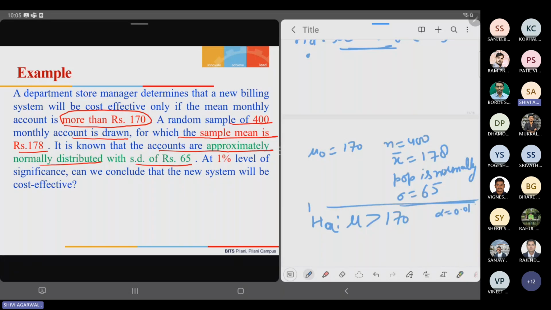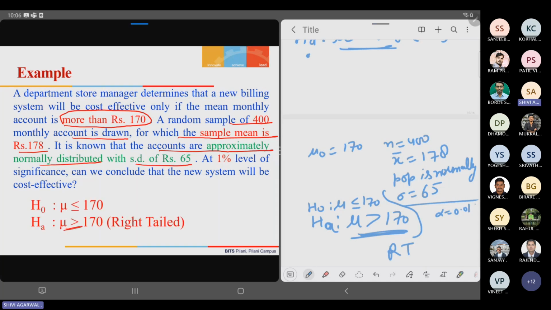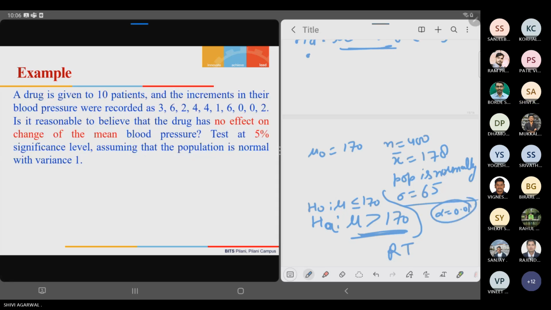So HA is this. So H naught is what? Just the opposite of this, that mu is less than or equal to 170. Correct. Now mu is greater than 170 means what? We are talking about the right tail. So up to here we are discussing this concept only. So here it is mu greater than 170, right tail, and mu less than or equal to 170 as H naught. So it is a right tail here. That is the rejection region. Now we have to identify where the rejection region will start. That is based on alpha. Okay. Next question.